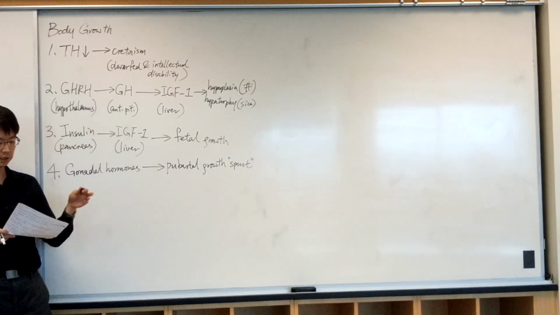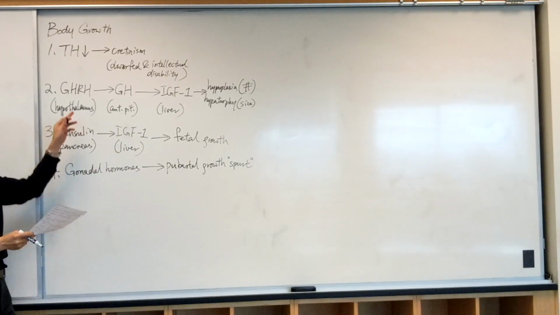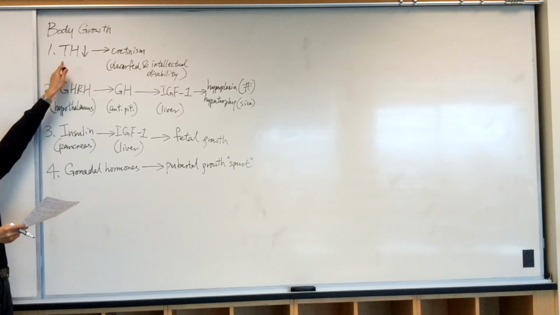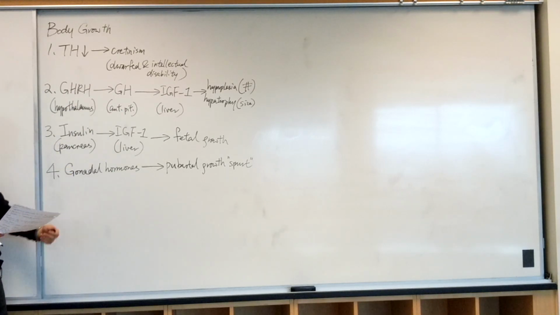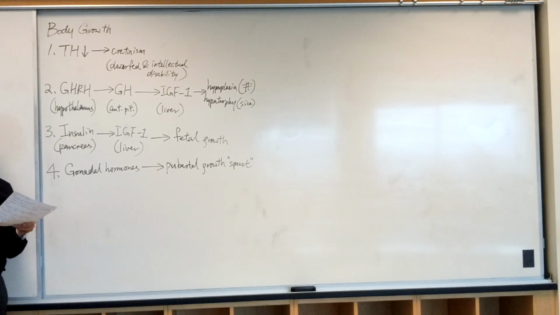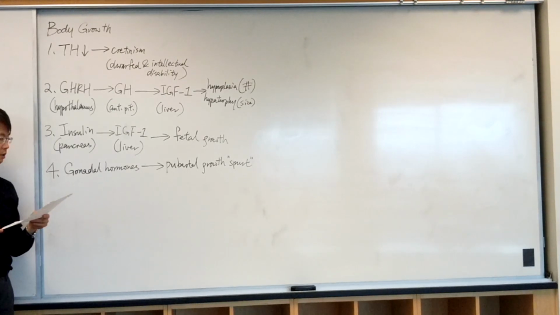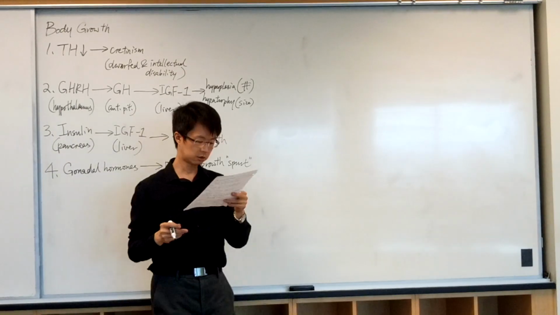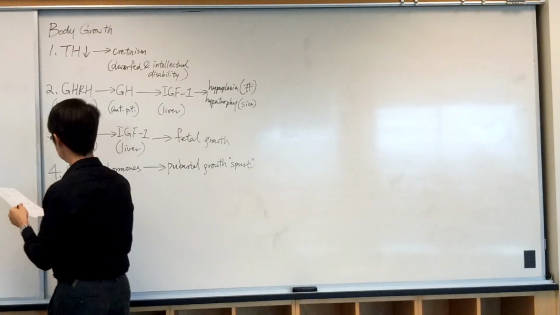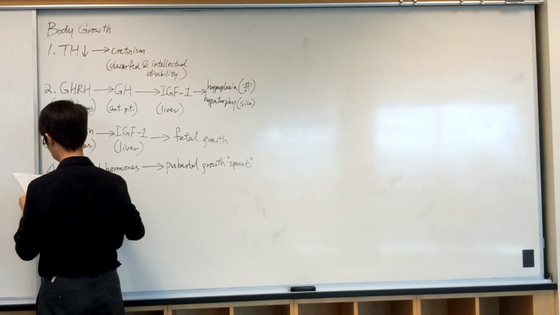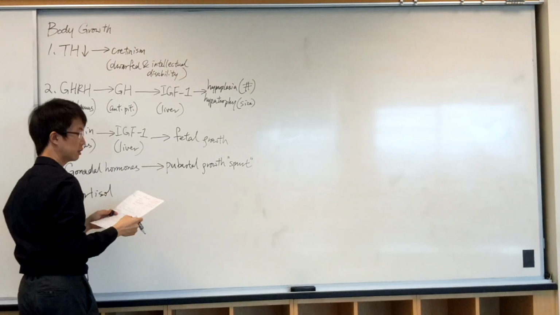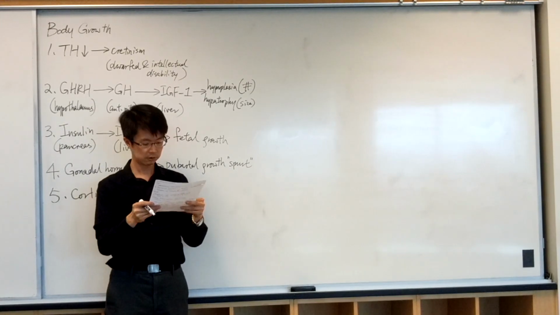So, all these: the first one, if we don't have enough thyroid hormone, it will impede our growth. And then number two, number three, number four are the ones that will stimulate our body growth. And then what about cortisol? Cortisol will inhibit our body growth.